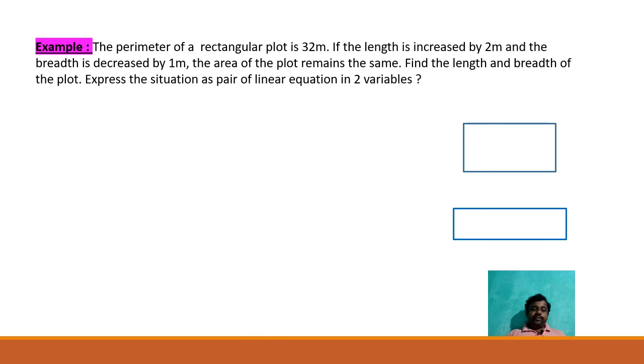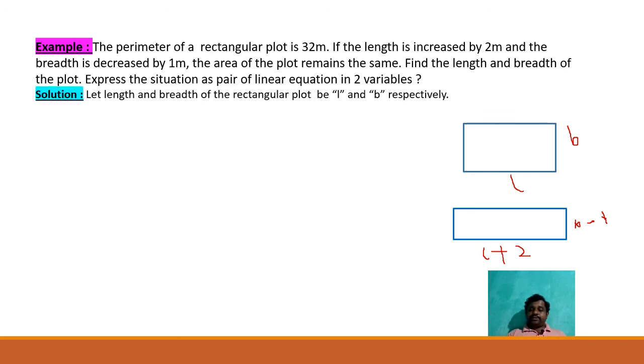Now, we take the length as L and the breadth as B. Observe here, if the length is increased by 2 meters, old length L, this is L plus 2, and breadth is decreased by 1 meter. Decreased means reduced: B minus 1.